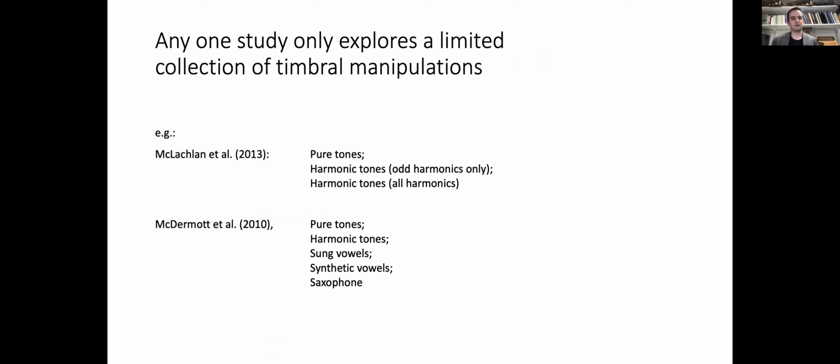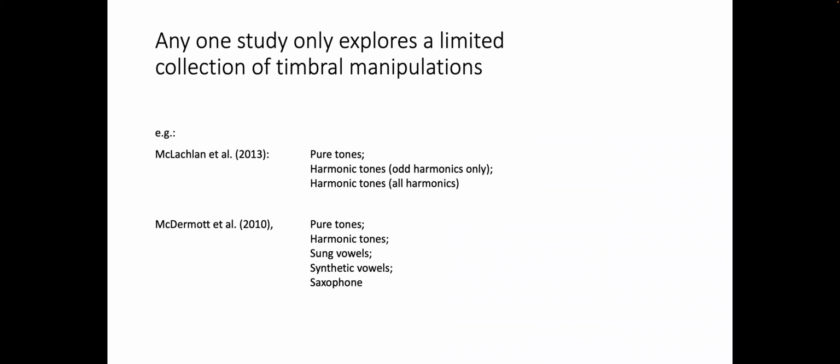The second issue is then that individual studies tend only to explore rather limited collections of timbral manipulations. And if you've only got a small number of manipulations in a particular study, it's difficult to get much real insight into what's happening here.